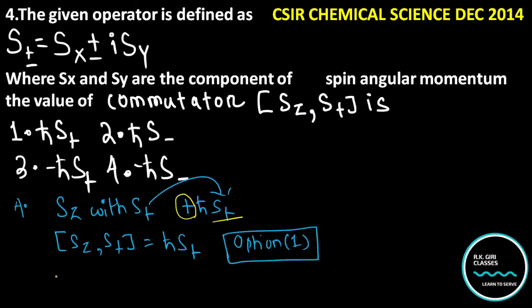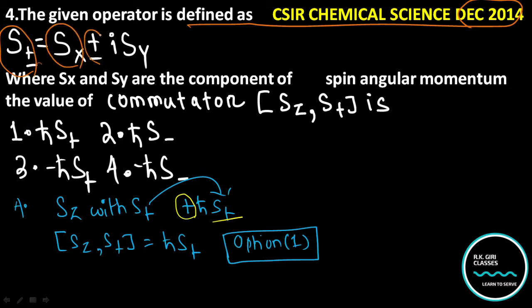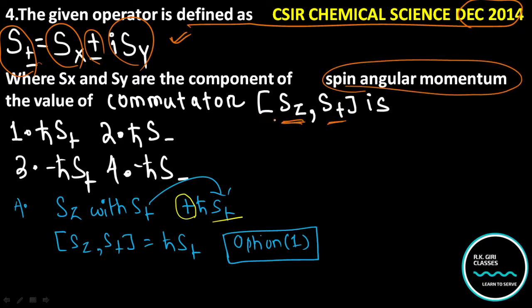Now come to the next slide. Suppose this is the given operator, and that was a question in December 2014. So S plus minus is equal to Sx plus minus iSy. Don't look at this, just focus on this. Sz, S plus, this is spin angular momentum, right? This is spin angular momentum. Sz, S plus, you have to find out S plus Sz.